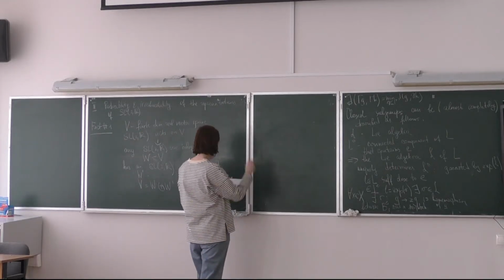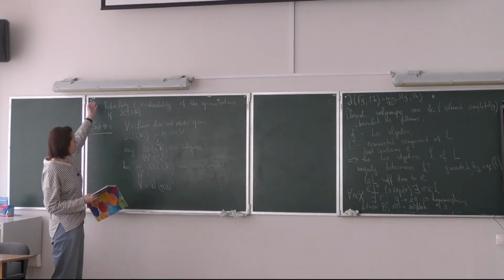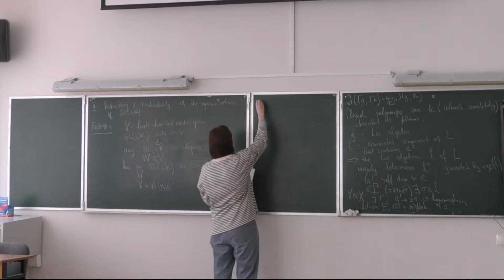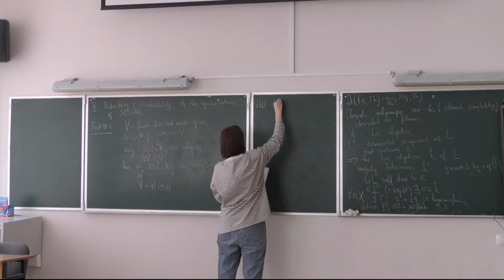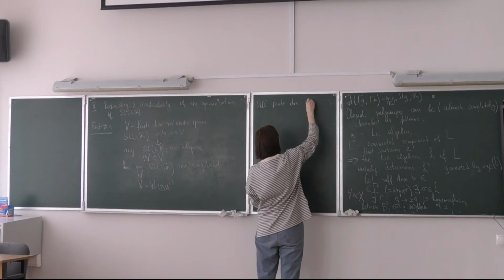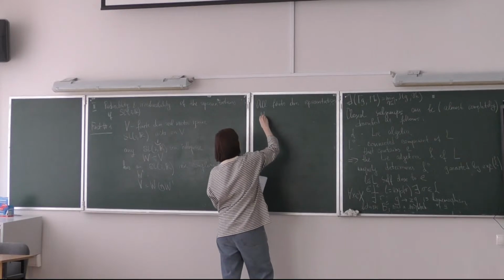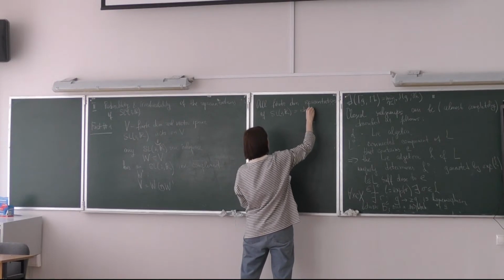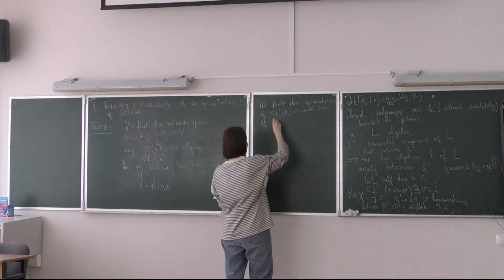So, this implies that all finite dimensional representations of SL2R can be written as a direct sum of irreducible representations. So we can say that all finite dimensional representations of SL2R are a direct sum of irreducible representations.